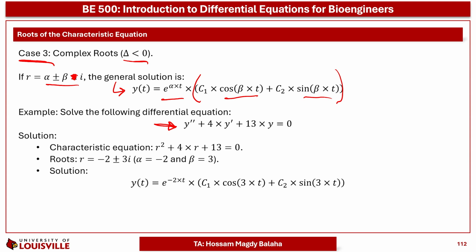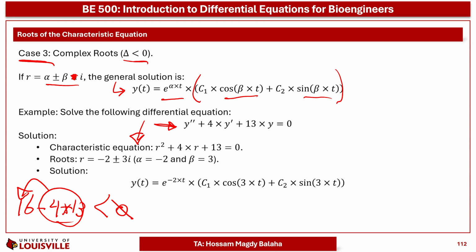Homogeneous, constant coefficients. Then you can use the characteristic equation. Based on that, you can get the discriminant. B squared is 16, minus 4ac, 4 multiplied by 13. For sure, it is larger than 16, so it's below 0. So it's complex roots. Substitute in the quadratic formula, you will get the roots minus 2 plus or minus 3i. So alpha will be minus 2, beta will be 3. Use these two values, substitute to get the general formula: exponential of negative 2t, because alpha is negative 2, multiplied by C1 cosine 3t, because beta is 3, plus C2 sine 3t, because also beta is 3.